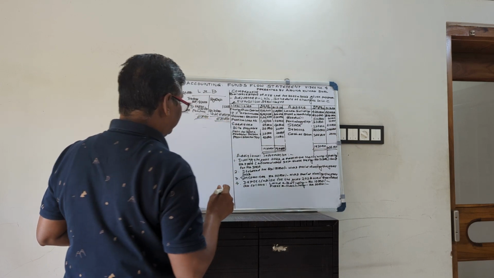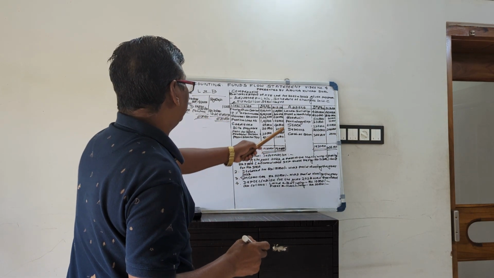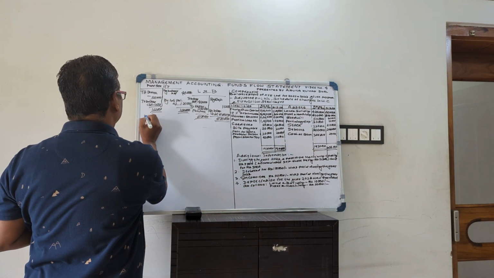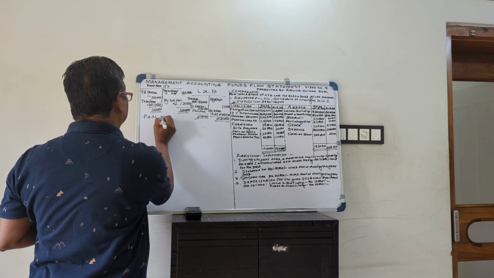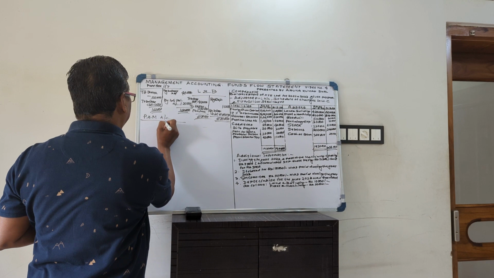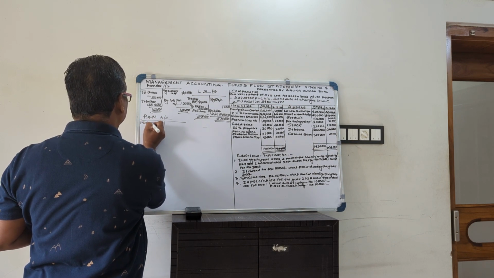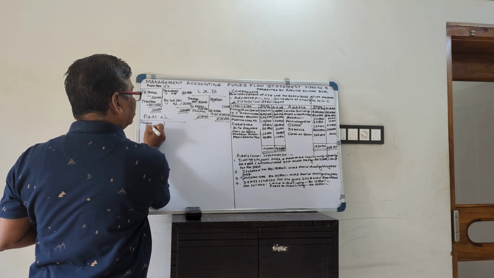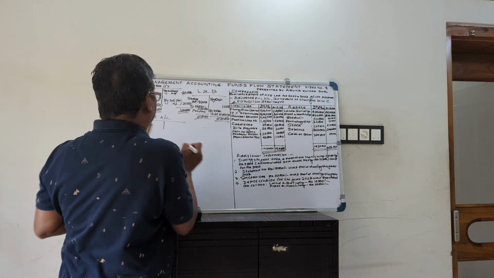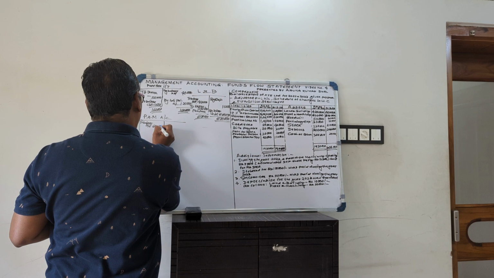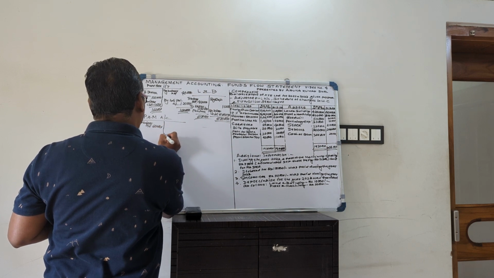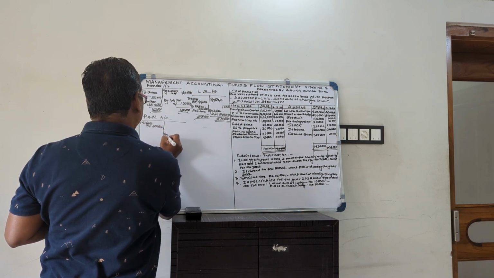Then we will prepare another account, plant and machinery account. This is the debit side, right? To balance brought down, the amount is 6 lakh. And closing will show by balance carried down, 8 lakh.